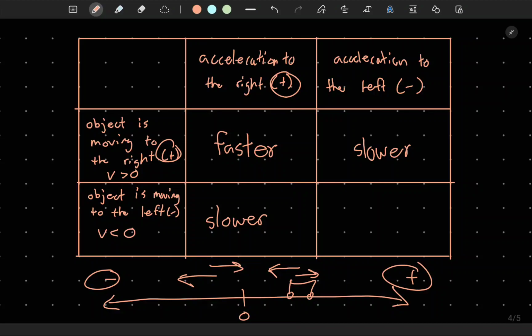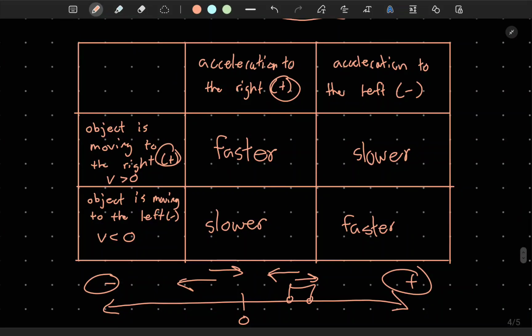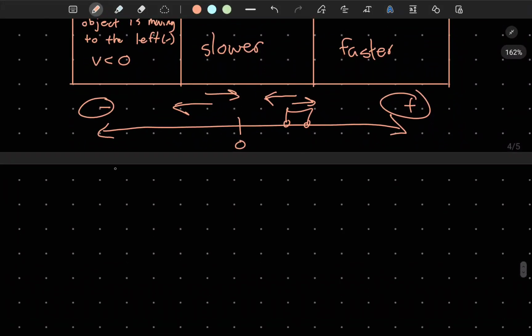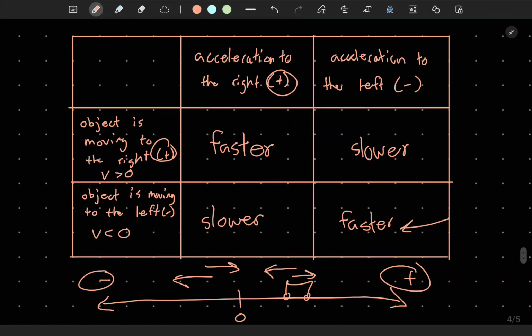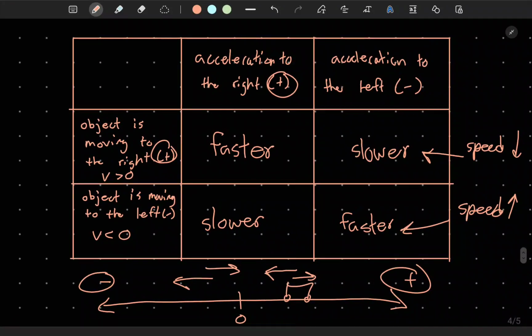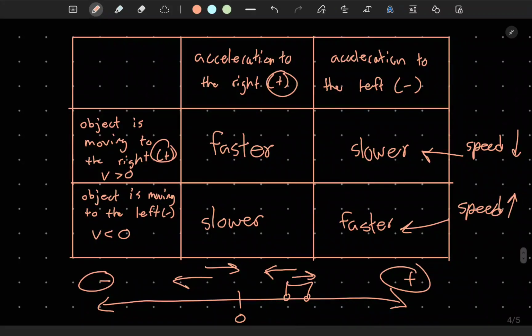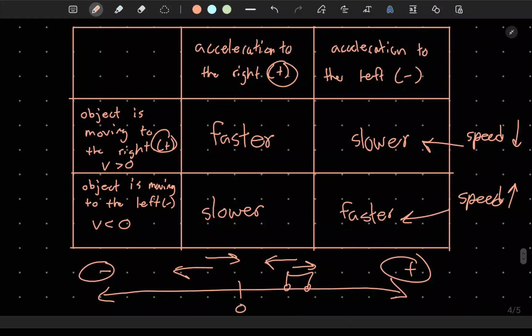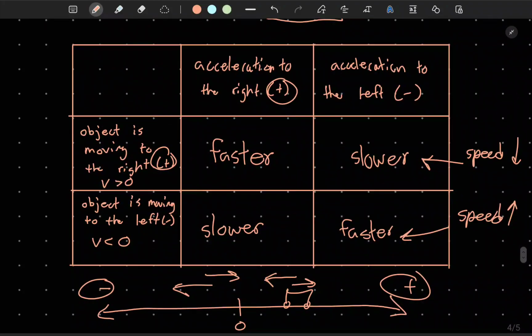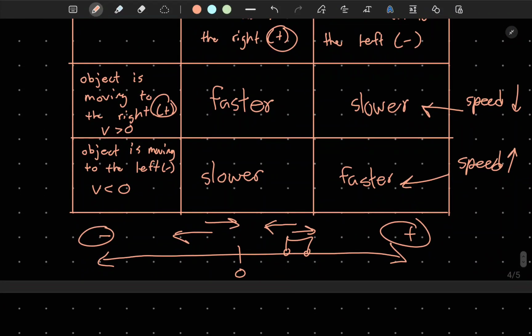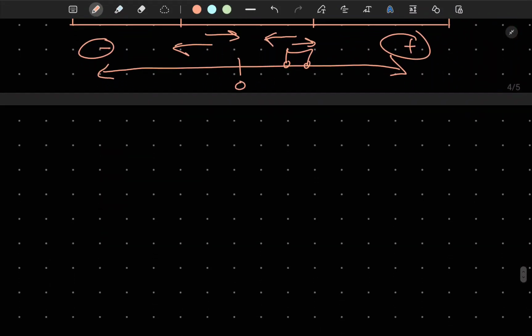And if acceleration is to the left and the velocity is also to the left, it will get faster. And I should note that faster in this case means speed increases, and slower means speed decreases, not necessarily velocity decreasing or anything like that. It's speed. So that's all you need to know. Just remember that an acceleration does not always mean the object is speeding up. And we will see this in practice very soon.